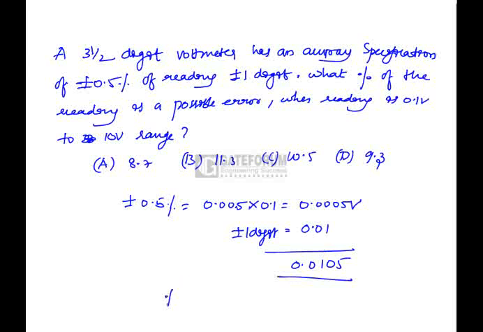Now what is the total possible error we have? The total possible error is 0.0105 out of 0.1, multiplied by 100. So this is 10.5 percent. Option C.